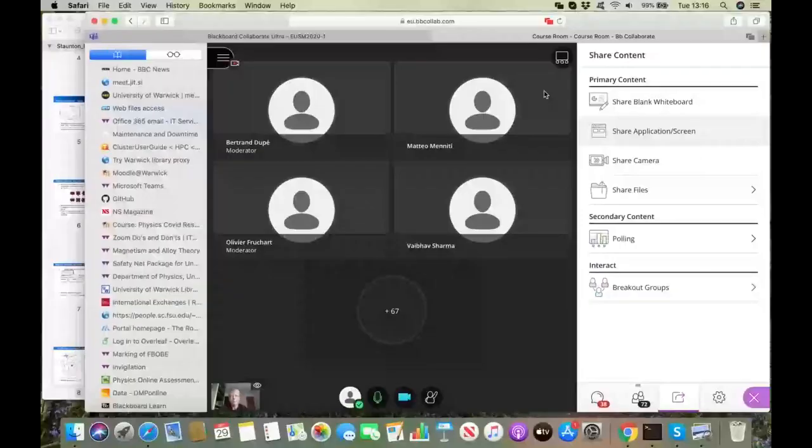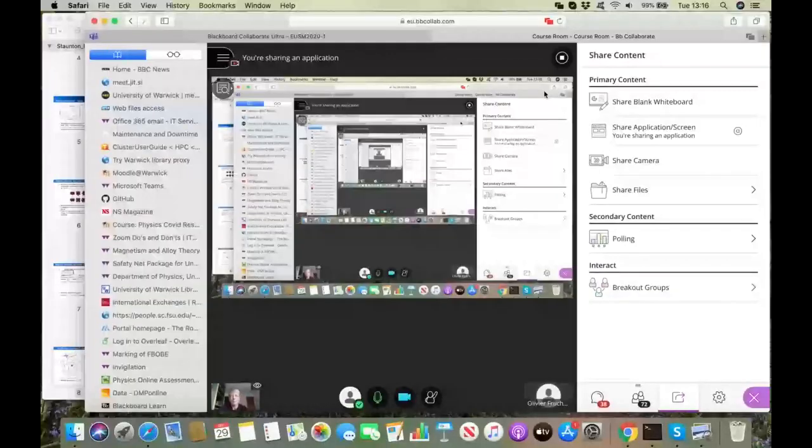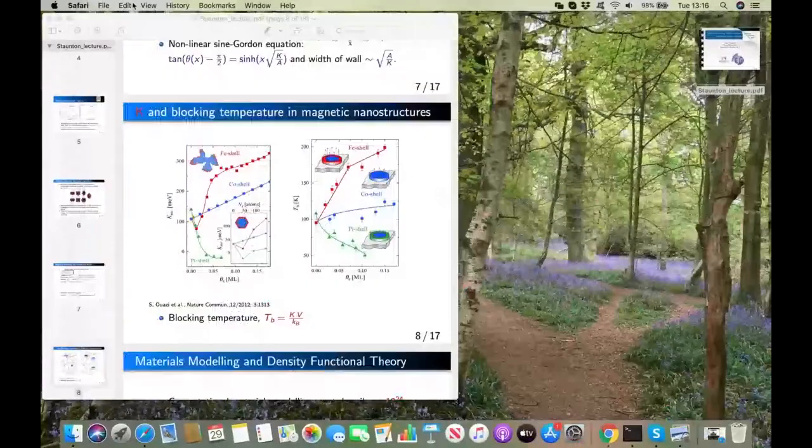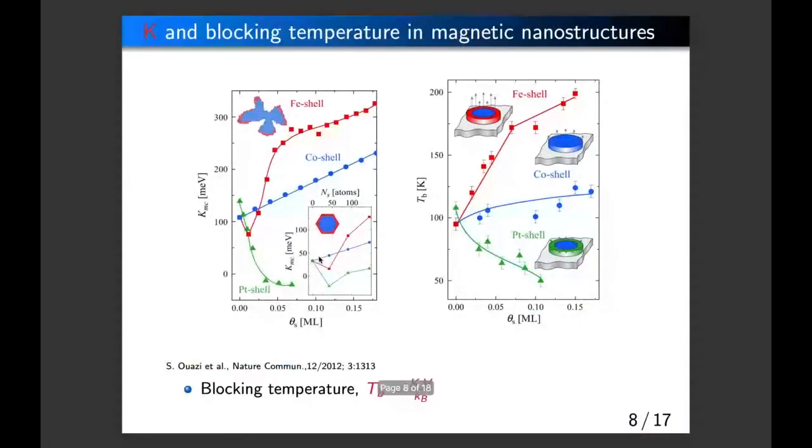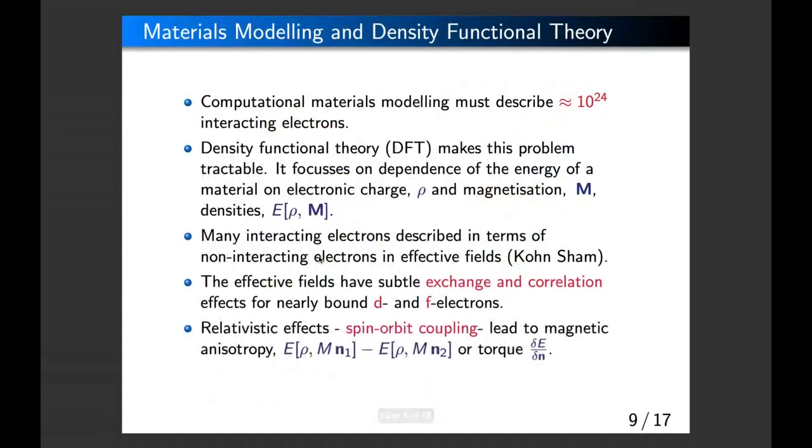Okay, so I think that gives me the information I want. So I'll go back to sharing the screen. Okay, so thanks for that information. As I said, I do want to say a little bit about this density functional theory, which some people are familiar with, but I think the majority are not.